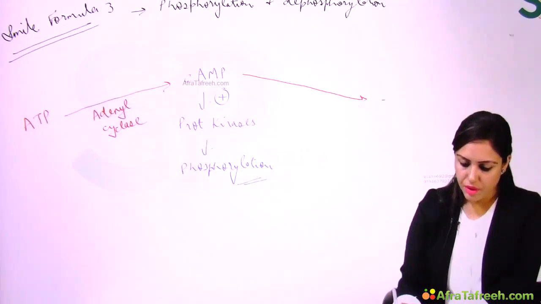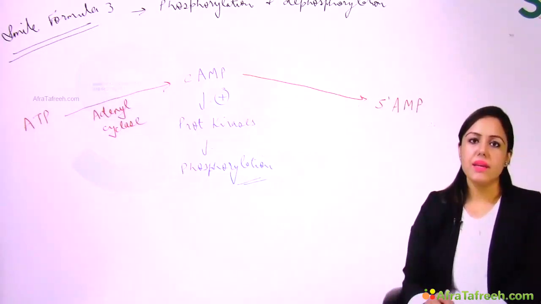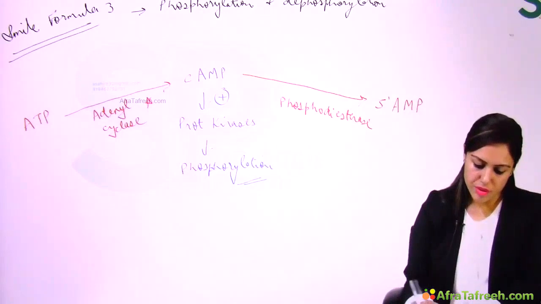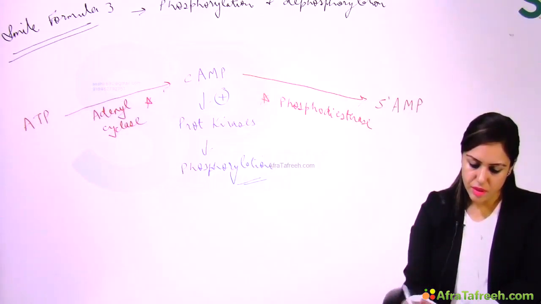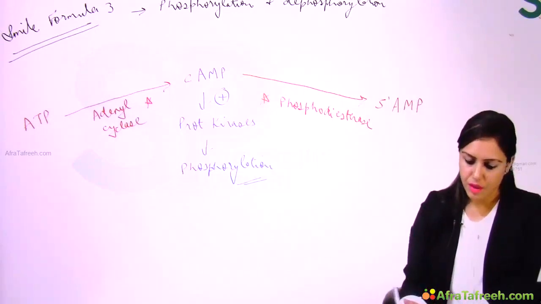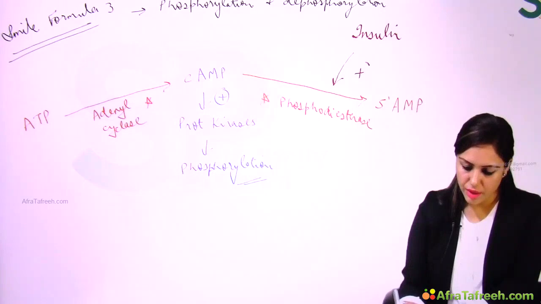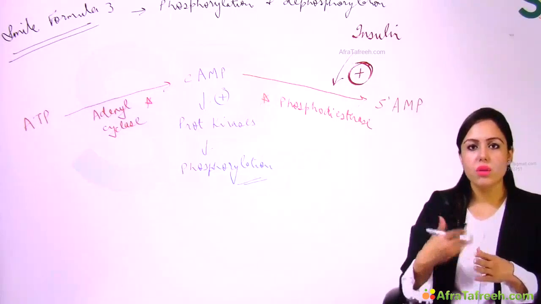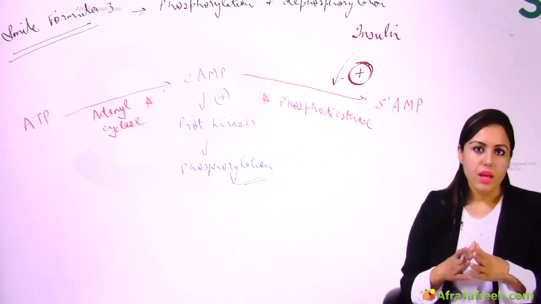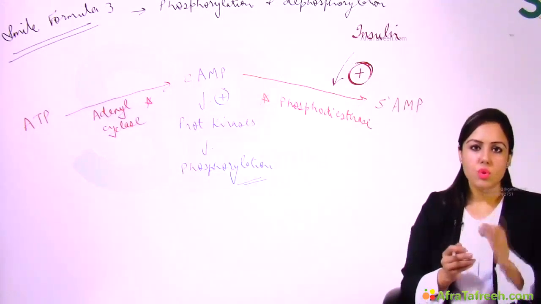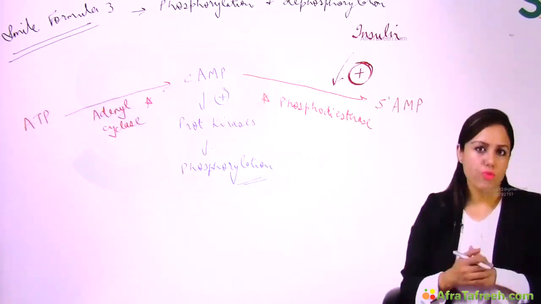And cyclic AMP is destroyed when it is broken down, then it gets converted to 5-AMP, and here the enzyme is phosphodiesterase, right? So I have given you two enzymes here, adenyl cyclase and phosphodiesterase. You will tell me that insulin activates which enzyme? Insulin activates phosphodiesterase. So insulin will decrease cyclic AMP because insulin will convert more of cyclic AMP into 5-AMP, and therefore when cyclic AMP is not there, then insulin will cause dephosphorylation, right? So insulin decreases cyclic AMP, insulin causes dephosphorylation.